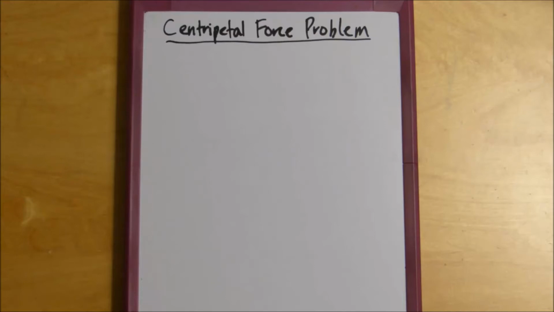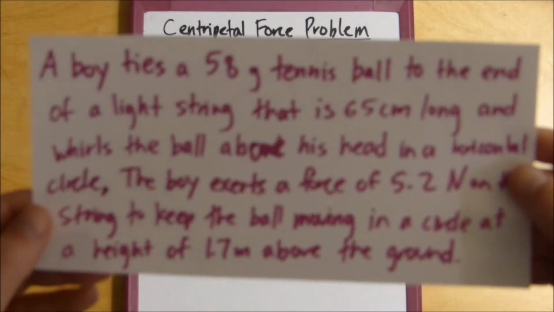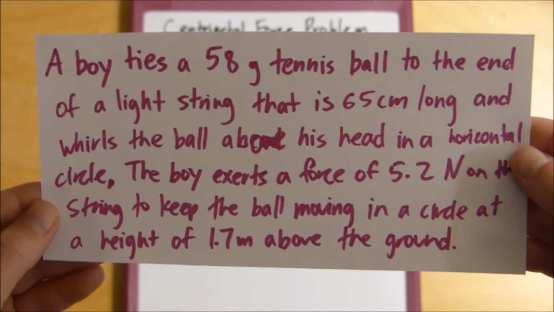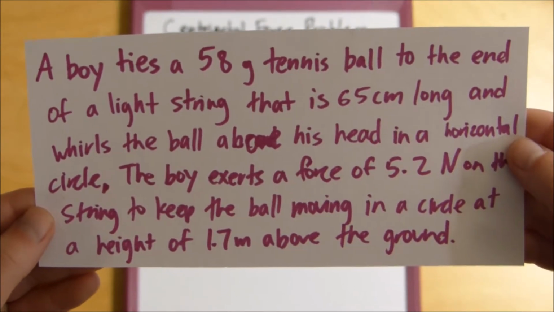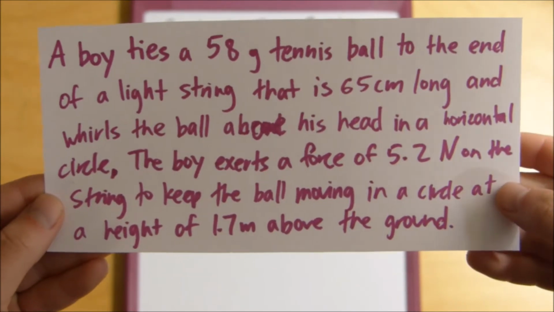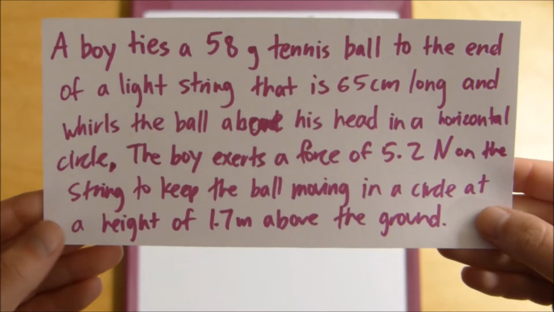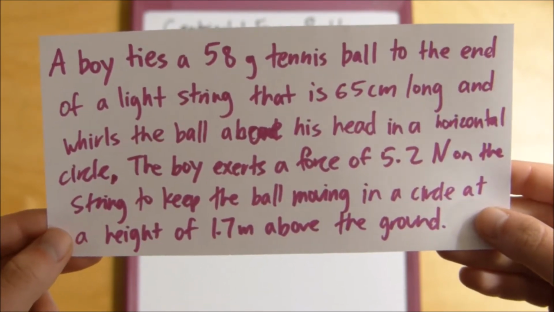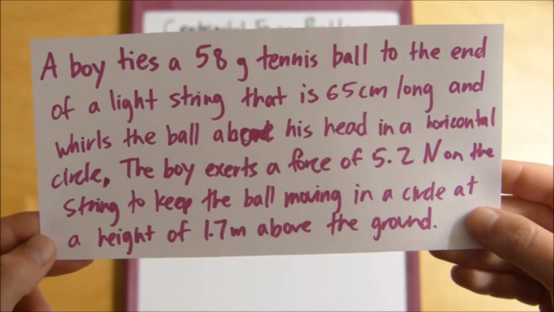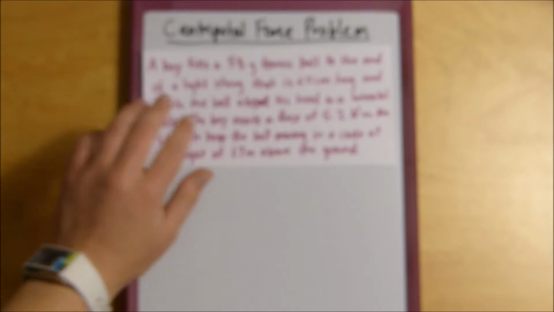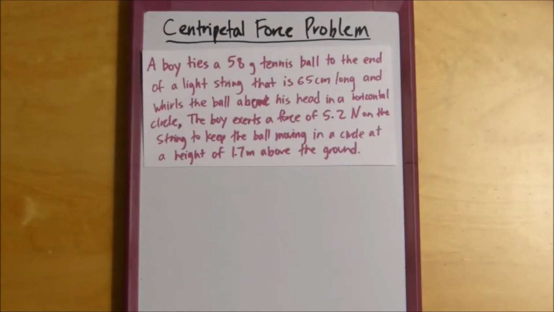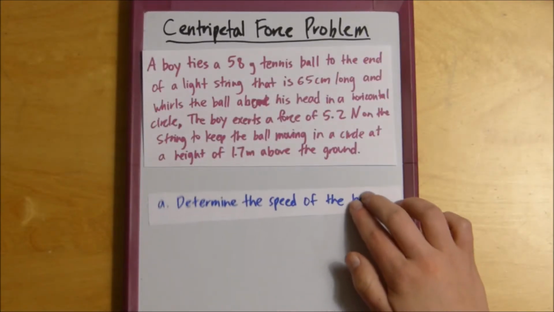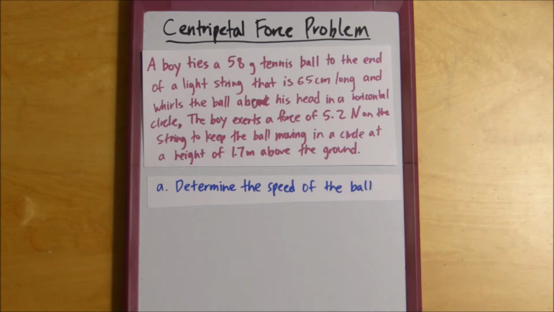Alright, so now let's do a centripetal force problem. Let's say a boy ties a 58-gram tennis ball to the end of a light string that is 65 centimeters long and whirls the ball above his head in a horizontal circle. The boy exerts a force of 5.2 newtons on the string to keep the ball moving in a circle at a height of 1.7 meters above the ground. Let's say we have that information and we want to determine the speed of the ball.